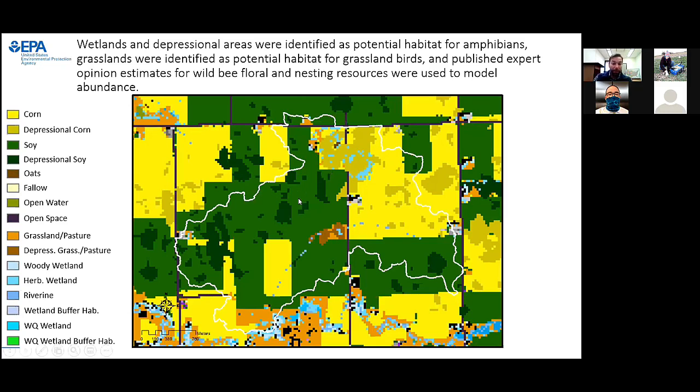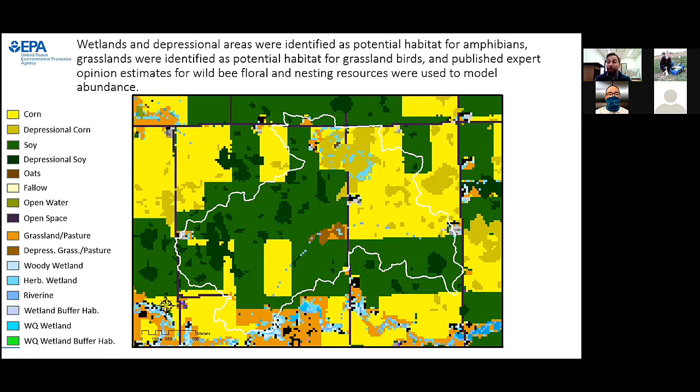So I think you all should be able to see my cursor here. The green portions are indicating areas where soy was planted in this case, 2019. Just lost my cursor, there we go. The darker green areas are depressions where soy is planted. Similarly, the yellow is where corn was planted, and the dark yellow is where corn was planted in a depression, just to give you an idea of what's going on with that map.